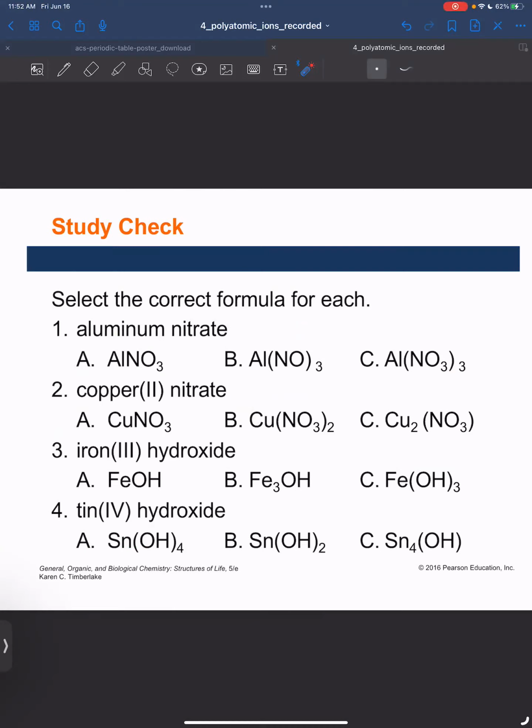All right, the first one we have is aluminum nitrate. So the first thing you'll want to do is write the formula of the cation, aluminum 3+, and then look up nitrate. And you should have found that nitrate is NO3-. And then write the formula without the charges, putting parentheses around the polyatomic ion. Then you can do the crisscross rule, 1 for aluminum, 3 for nitrate. So the 3 goes outside the nitrate. Then we can see the answer then is C.